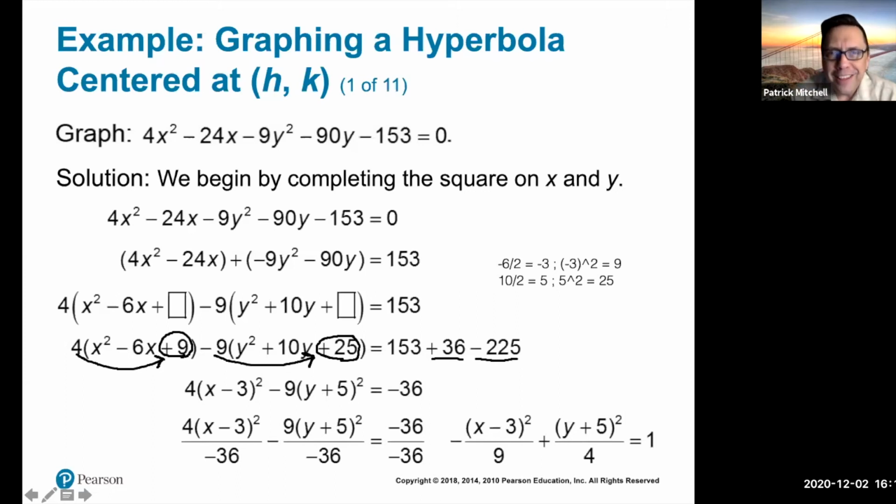And then the very last thing I'm going to do to put this in standard form, I want the number on the right-hand side to be a 1. So I am going to divide everybody by -36. And that is going to give me 4 over -36, which is -1/9. Here I'm going to have -9 over -36, which is plus 1/4. And over here I have a 1. So finally this thing is in standard form.